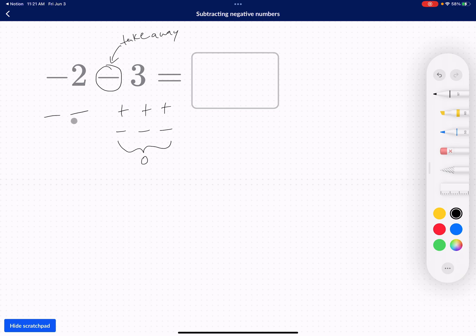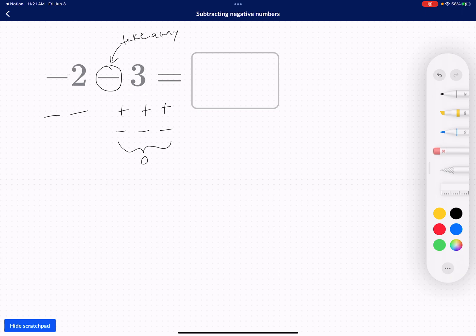And that means that this is -2. So this entire thing, even though it looks a little bit more confusing, is actually equal to -2. Why? Because there's 2 negative counters, and 0 plus 0 plus 0 is a 0. 0 plus 2 negative counters is 2 negative counters, which is -2. So this entire thing is actually just -2.